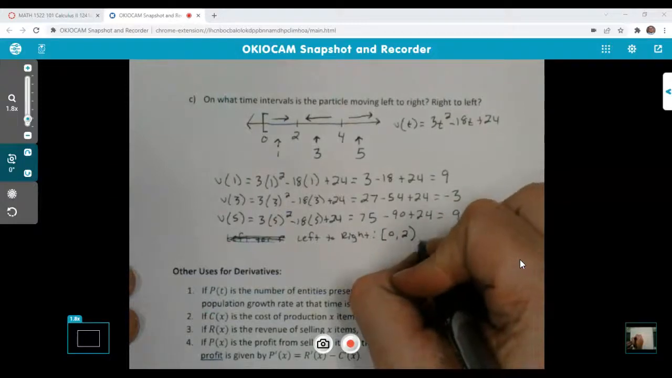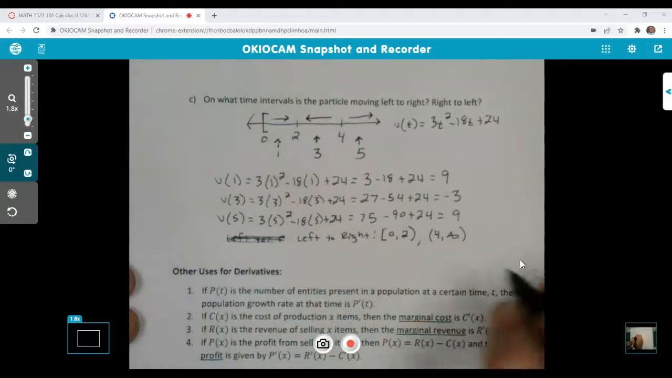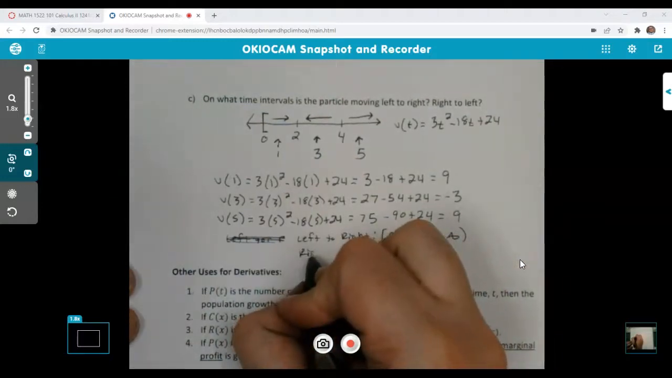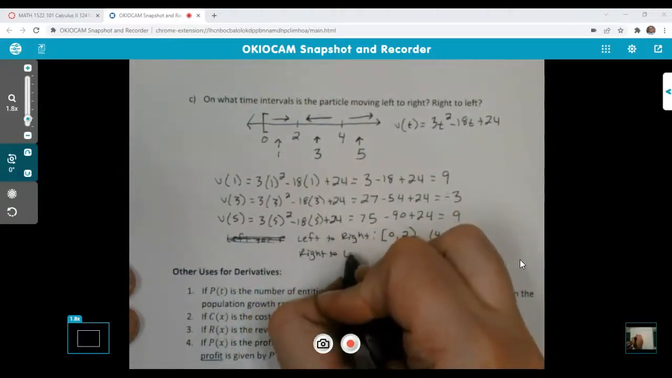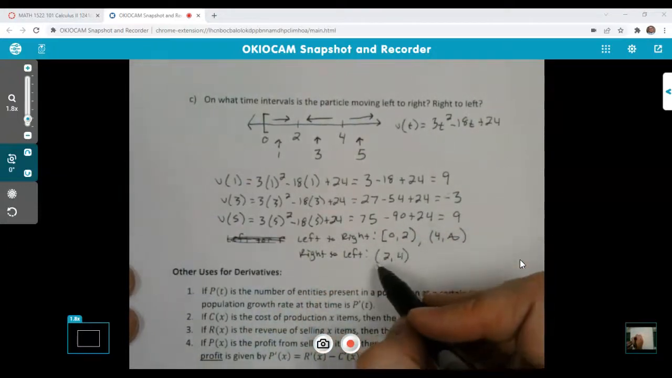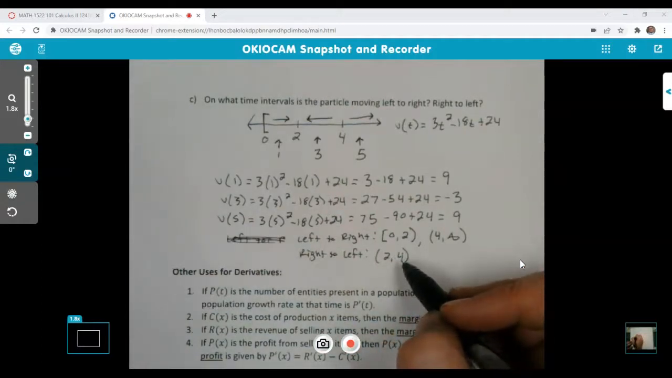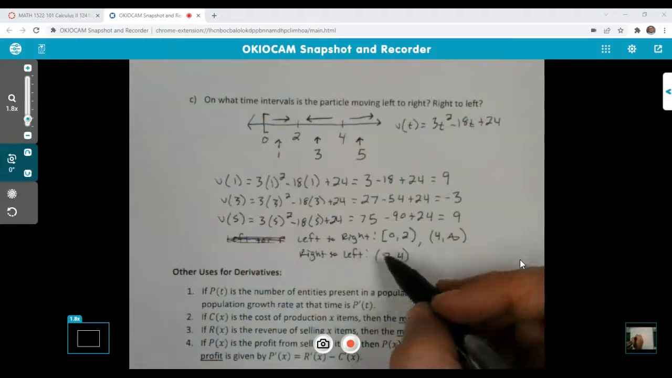And it's also going from 4 and everywhere else. Where it's moving from right to left is just between 2 and 4. Again, I'm going to use parentheses here because at 2 and at 4, I'm staying still. So it does not move right to left.